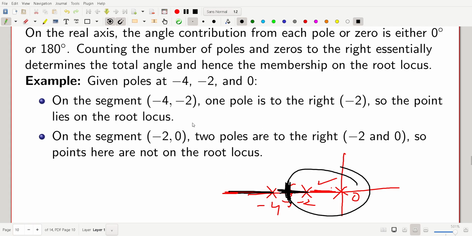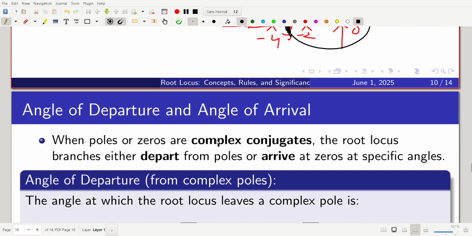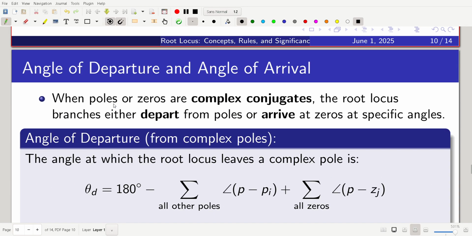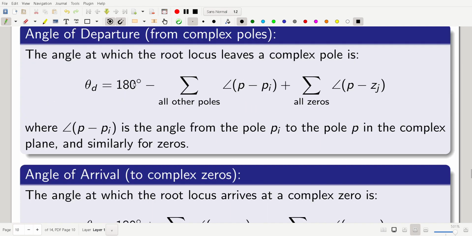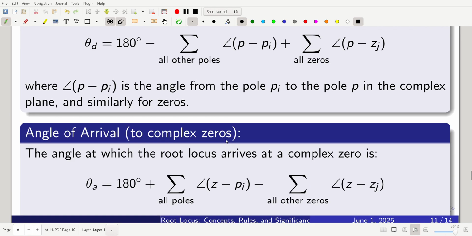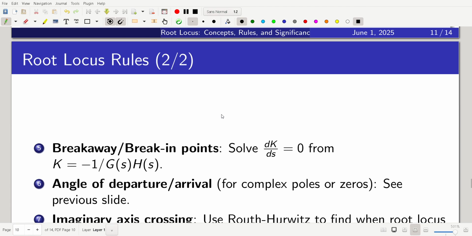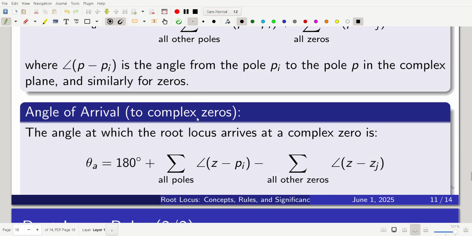I'm just stating this because it will be helpful to understand. Of course, angle of departure and angle of arrival are only applicable for complex poles and zeros, right? A complex pole requires the angle of departure, and a complex zero requires the angle of arrival. All right, so this is a simple way we can find the contributed angle from the departure angle. Similarly for the zero also. We will explain this concept in more detail once we get the related questions.